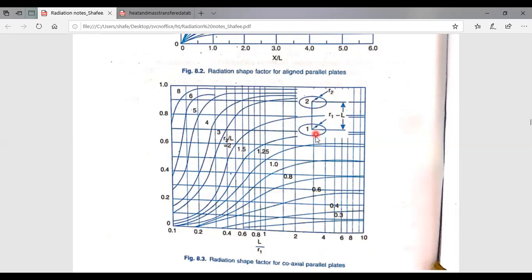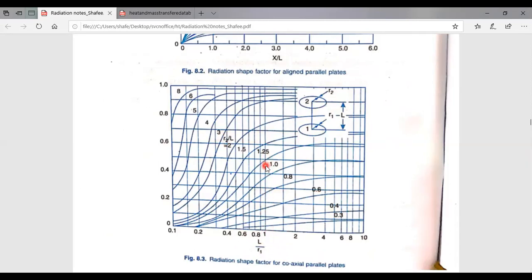1 to 2 is where I have to find the radiation heat transfer. First I can find L by R1, where L is the length of the cylinder or the length of space between the two discs. Then I can find R2 by L. You can see here I'm showing. So I assume that my L by R1 is 1.